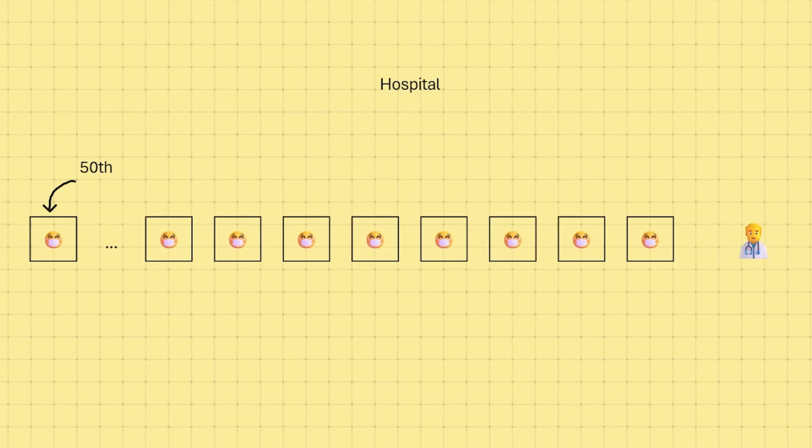Imagine a busy emergency room. You have a queue of 50 patients waiting to see a doctor. Suddenly, a critical COVID patient is rushed through the doors. They can't wait at the back. They need to go straight to the very front.